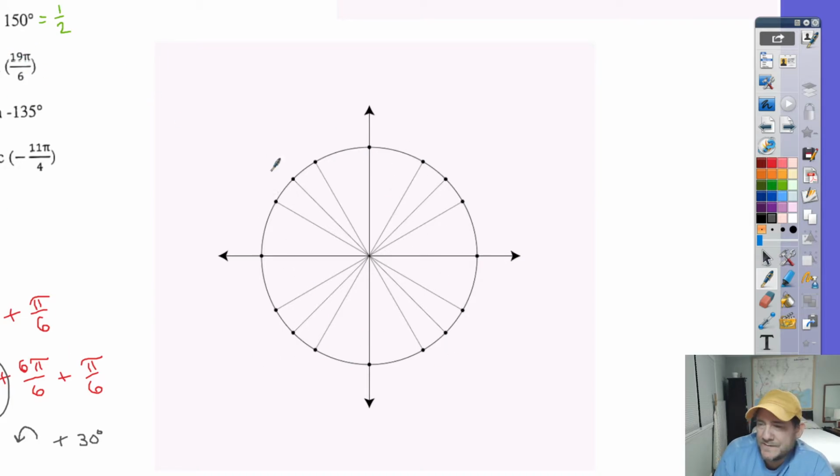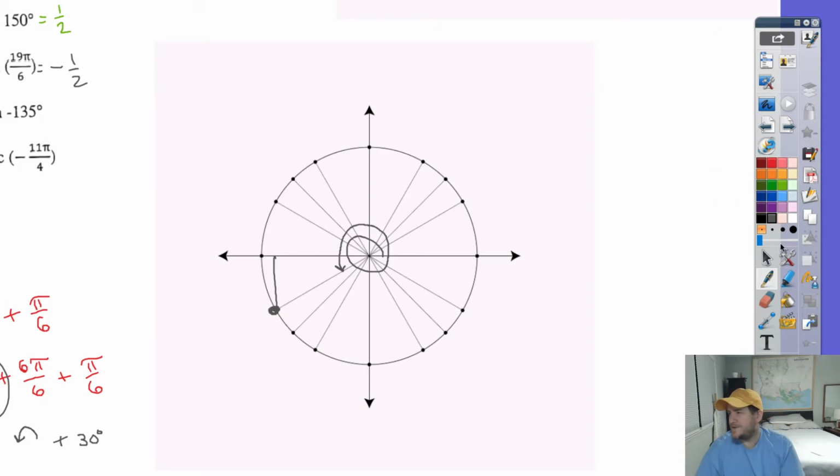So the 19 pi over 6, that's me going bzzz, 12 pi over 6. 6 more, that's 18. 1 more, I'm there. That guy right there is what 19 pi over 6 looks like. Guess what? It's sine. Sine is y. Y is the short one. It's negative, negative a half. Once you figure out where you are in the unit circle, the rest is cake.